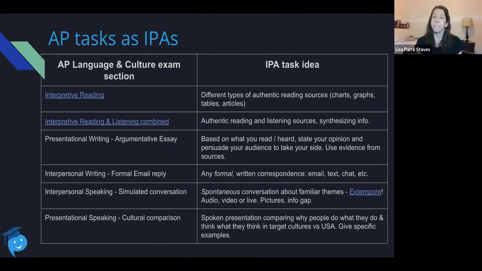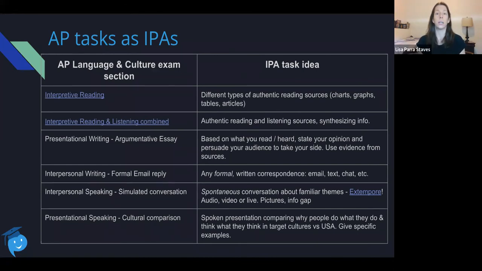So here, Extempore does a really good job of helping practice for the simulated conversation part of the AP test. In our classrooms, we can be having these conversations, like audio conversations, like they would on the AP test. It could be a video chat as well. It could be a live conversation. Any type of opportunity to interact with another person in the target language verbally. You can use pictures as prompts.